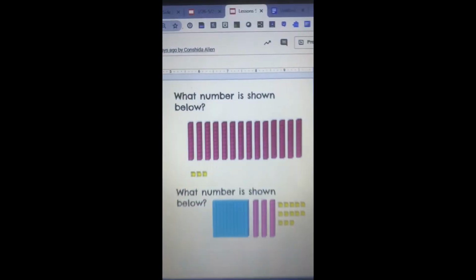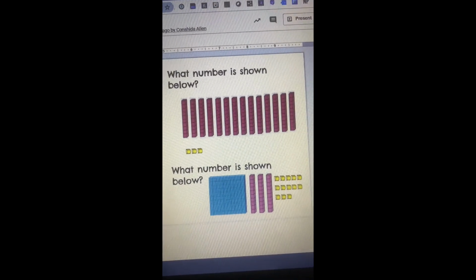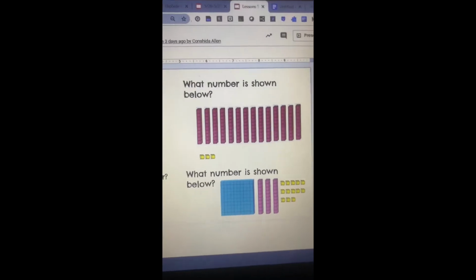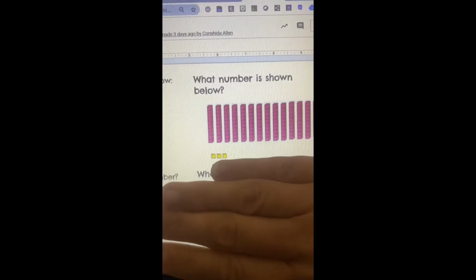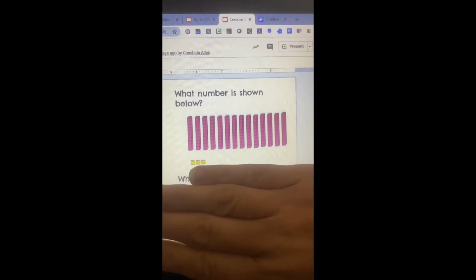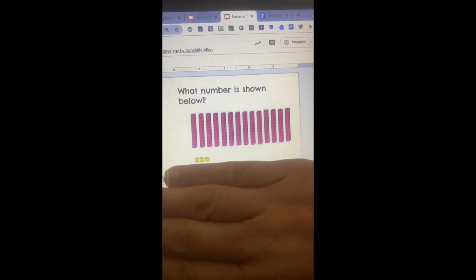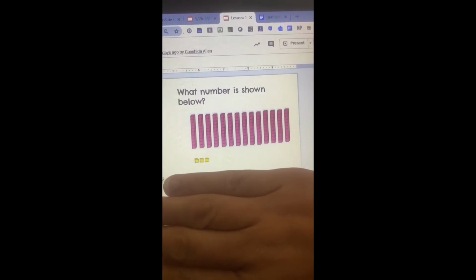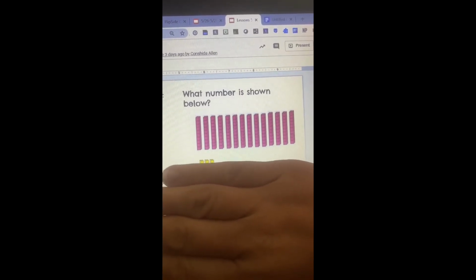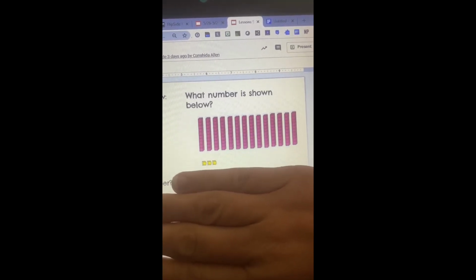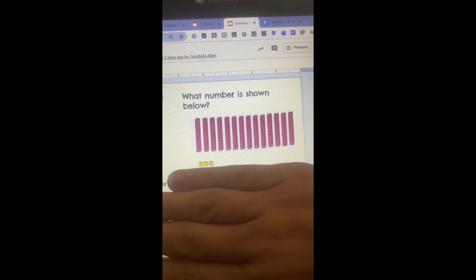Now I want to ask you, what number is shown here? And by here, I mean there. Pause me right now. Go ahead and pause this video and figure out what number is shown right there. All right.